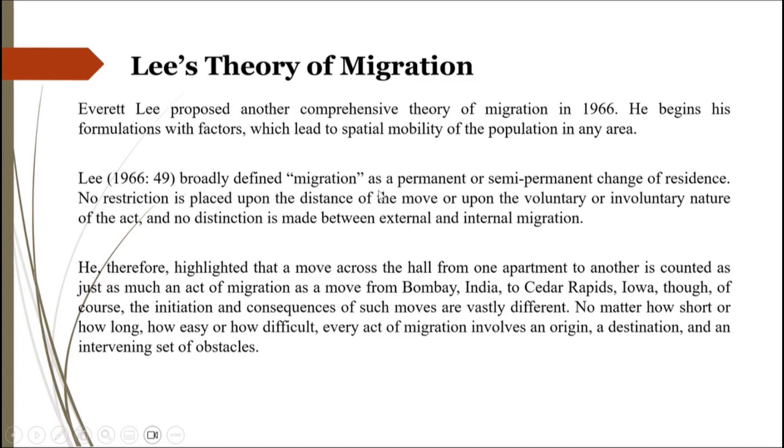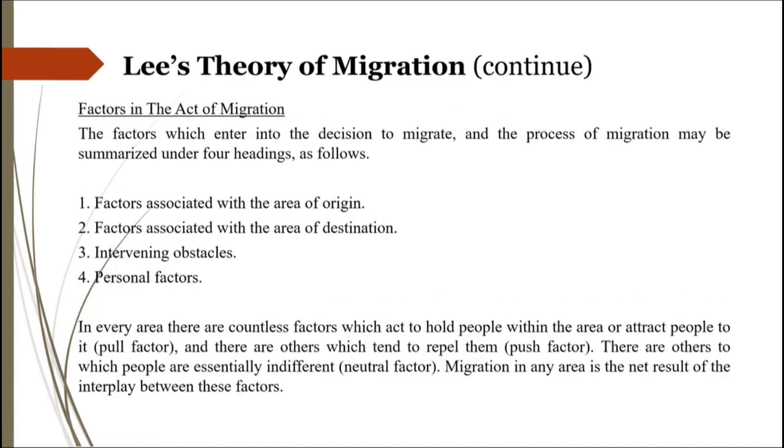Lee broadly defined migration as a permanent or semi-permanent change of residence. No restriction is placed upon the distance of the move or upon the voluntary or involuntary nature of the act, and no distinction is made between external and internal migration. So he highlights that a move across the hall from one apartment to another is counted as just as much an act of migration as a move from bed to bed. That means any movement is considered as migration. But anyway, let's try to see how he theorized the migration or the factors that caused the migration.